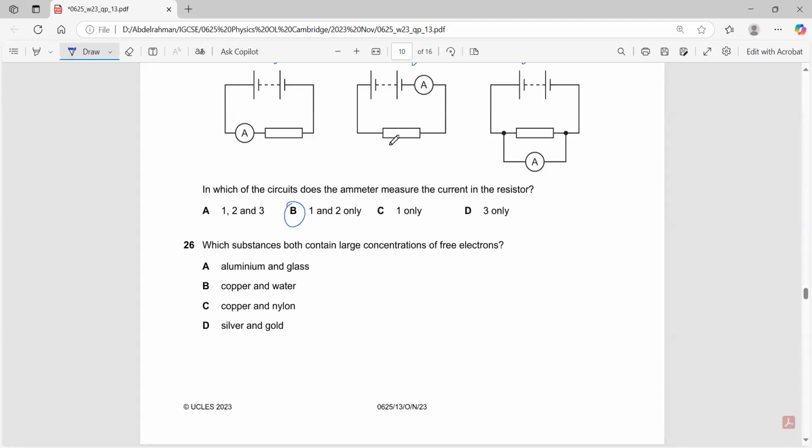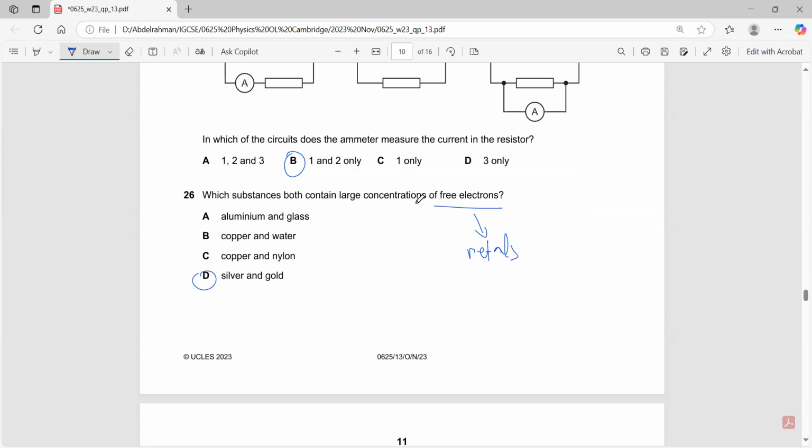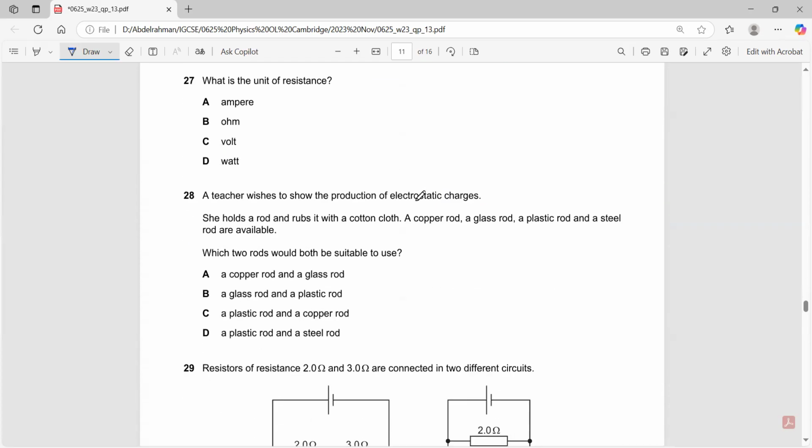26. Which substances both contain large concentrations of free moving electrons? They are in metals. Free moving electrons in metals, silver and gold. What is the unit of resistance? Ohm.